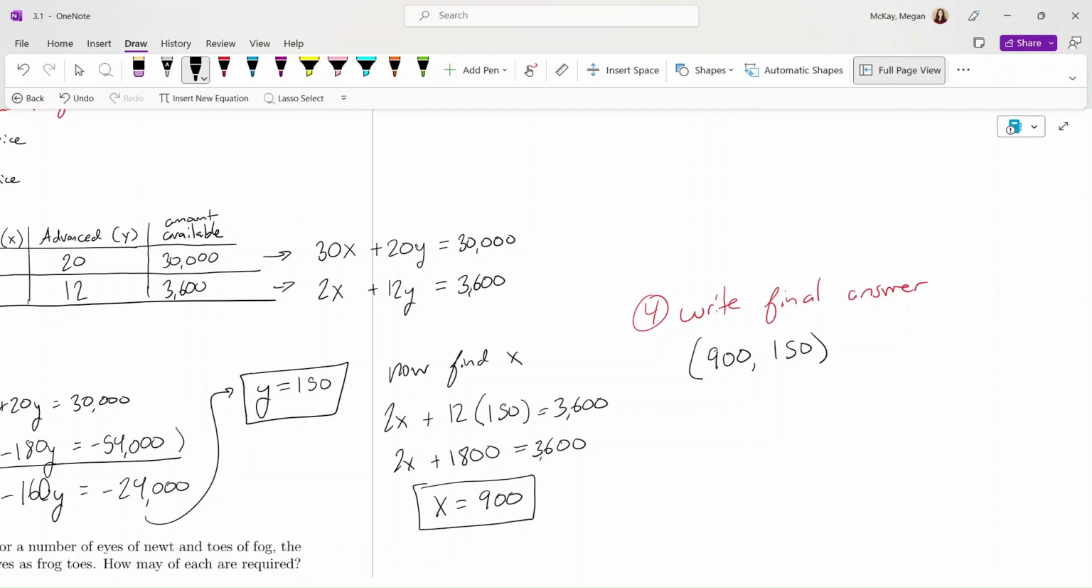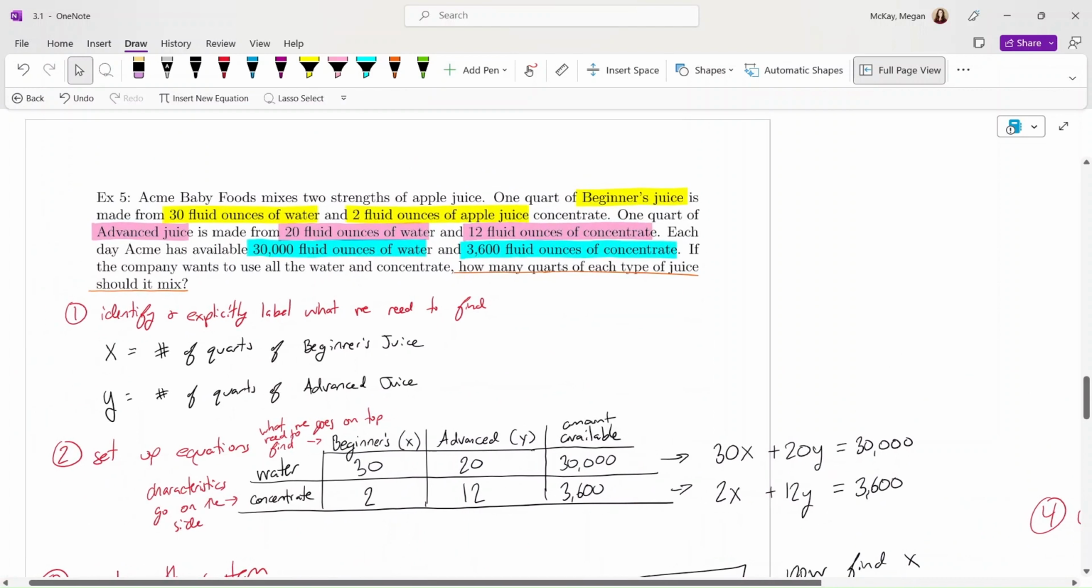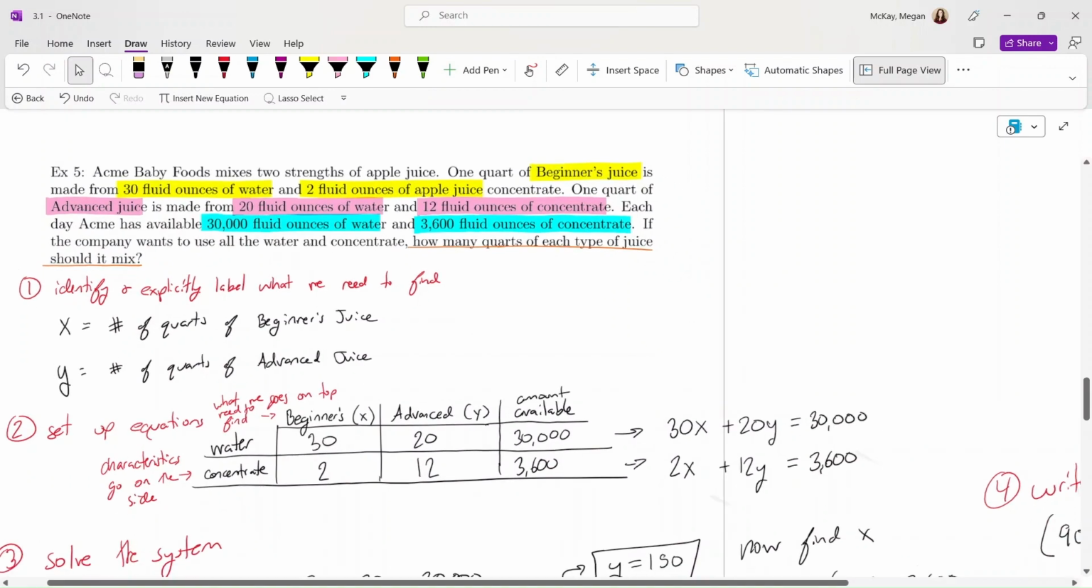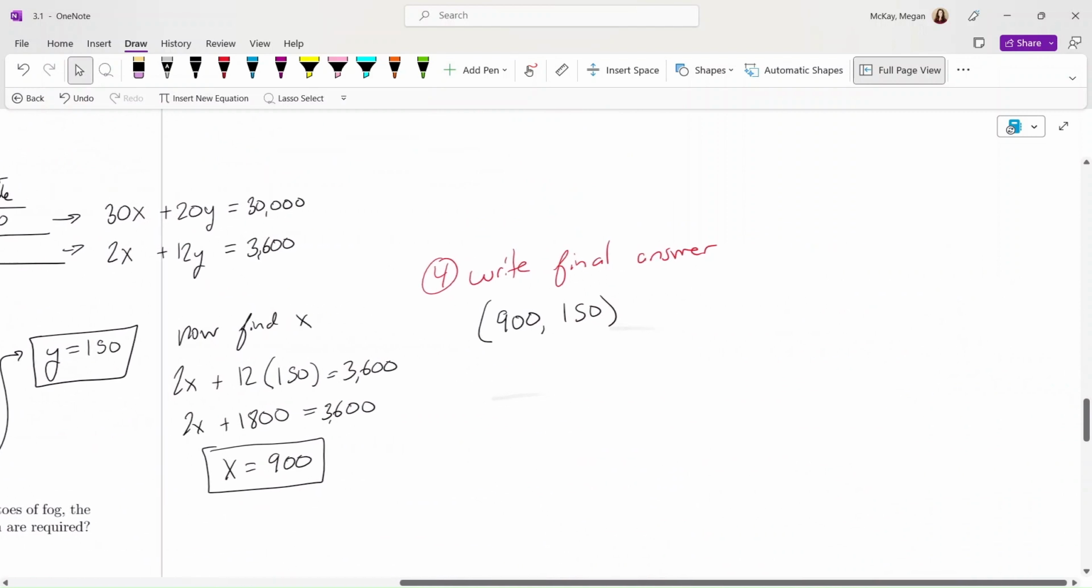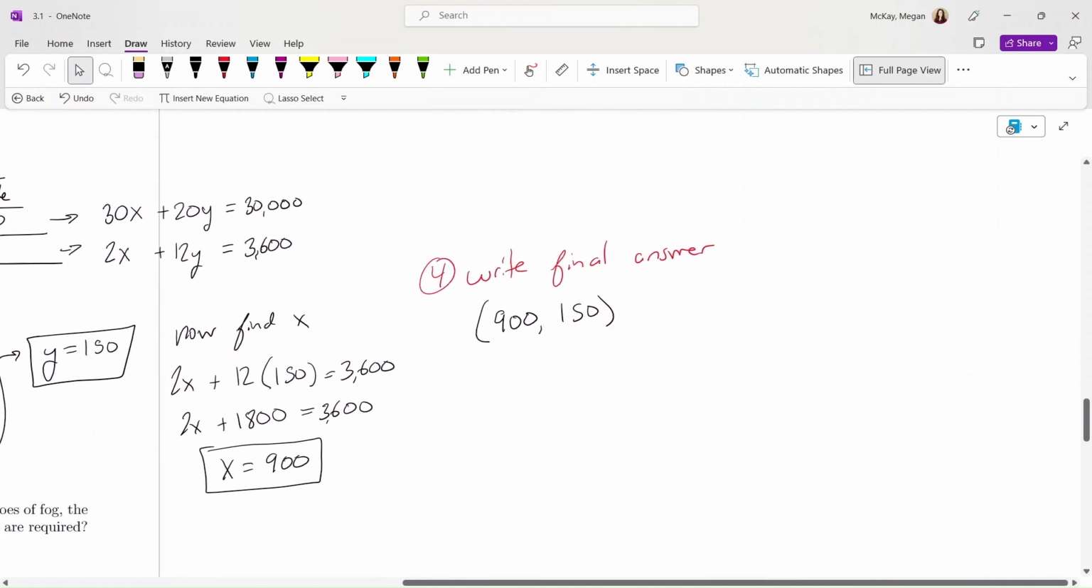What were we trying to find again? Let's refer back to step 1, where we identified and labeled what we were trying to find. X meant the number of quarts of beginner's juice, and y meant the number of quarts of advanced juice. So let's write that with our final answer. The company wanted to know how many quarts of each they should mix.